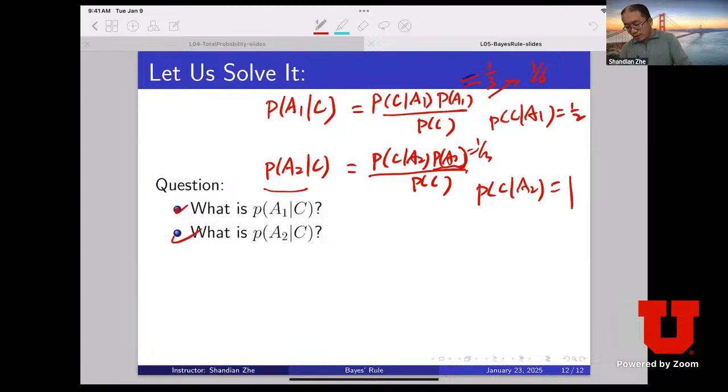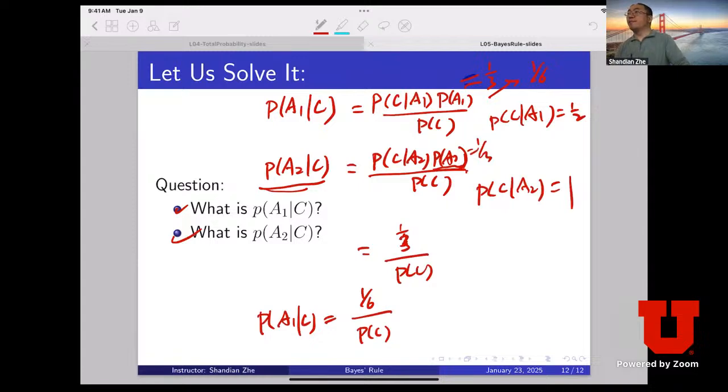So now if you look at the numerator of the second conditional probability, which is the probability the car is behind gate 2 given gate 3 is open and shows a goat, it is 1/3, divided by P of C. And if we compare with the first conditional probability, the goat is behind gate 1 given the host opens gate 3 and shows a goat, it will be 1/6 over P of C. So now we can observe that these two conditional probabilities are different, right? Does it make sense?